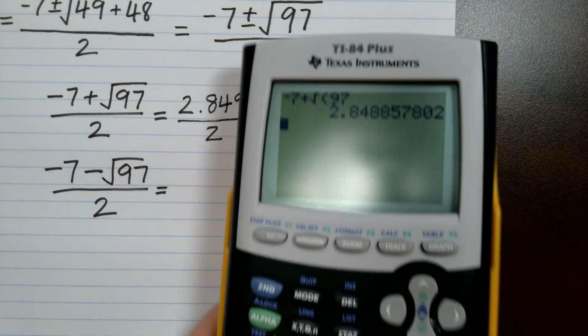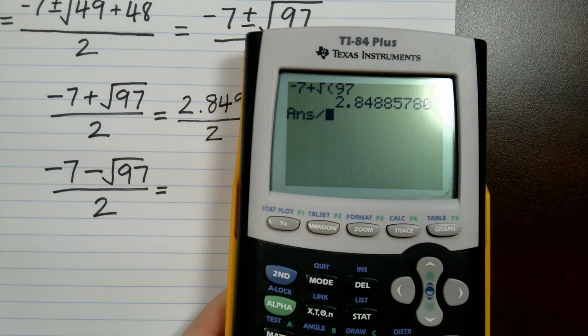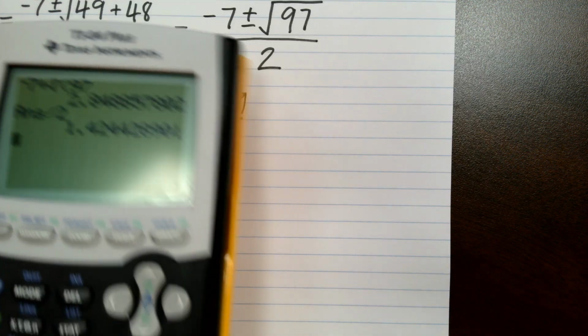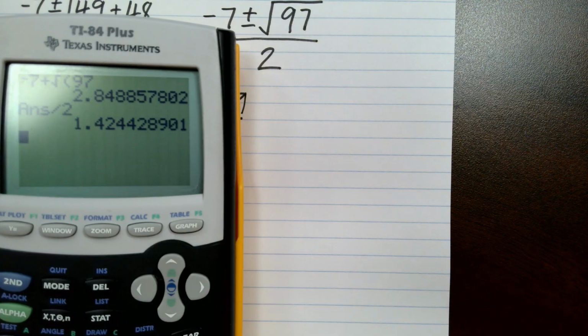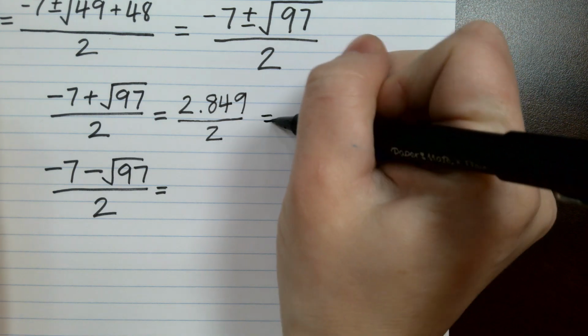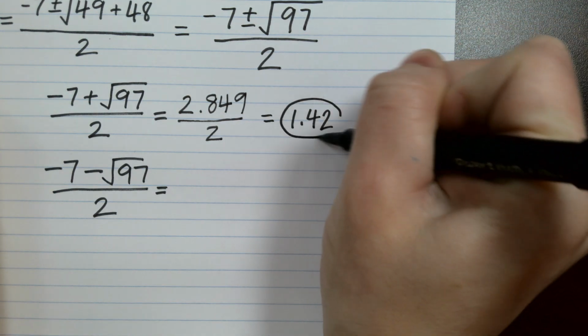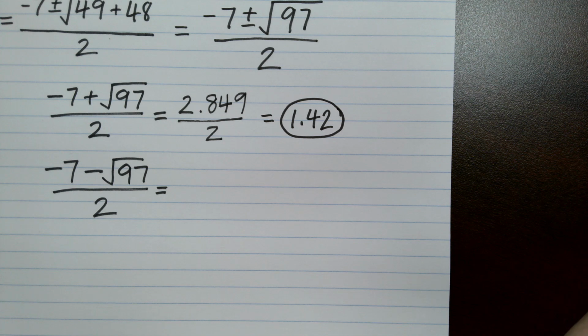Just divide by 2. So I'm going to keep that number, divide by 2. And I got 1.42. We're going to keep 2 decimal places. So that is our first x value. How would we write that as a coordinate? Oh, before we answer that, yes, Cedra.